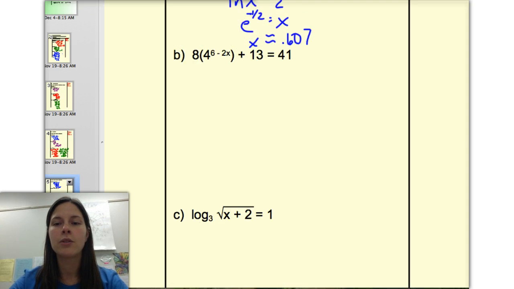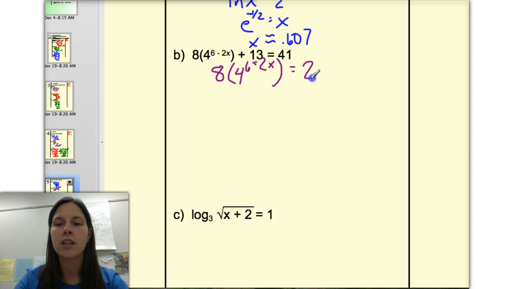Next example, we're going to, again, start by isolating that exponential, subtracting 13 from both sides. And 41 minus 13 is 28. Next, we're going to divide both sides by 8, and this will isolate that exponential. So we have 28 divided by 8. You can leave it as 28/8. You could simplify it to 7/2, which is what I'm going to do.